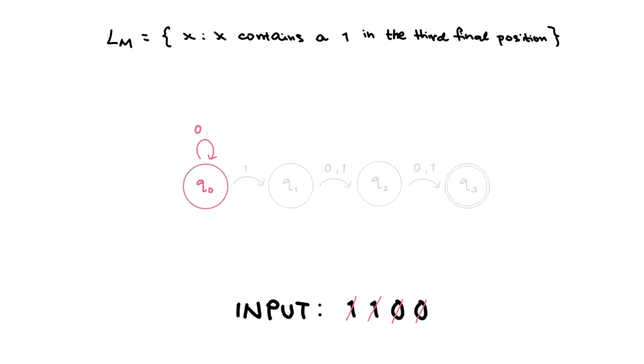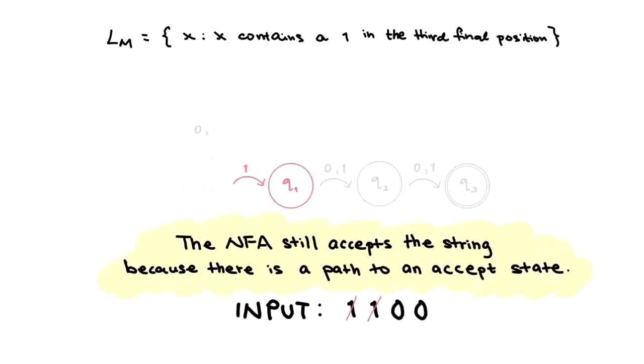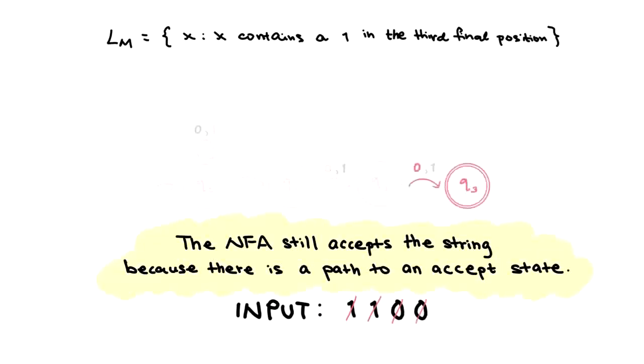And you aren't wrong. However, the NFA accepts a string as long as there is at least one path to an accept state. So although there is a path that would reject the string, the NFA still accepts the string because there is another path to an accept state. Let's look at another example to better understand how an NFA accepts the string.